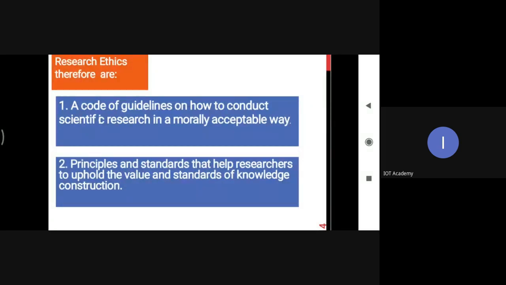For example, there can be some kind of responsibility of the institutes also, that they should ensure that the research is not unethical. That means there should not be any kind of misconduct. I will just proceed with my slides where you will get a better understanding of the meaning of misconduct.